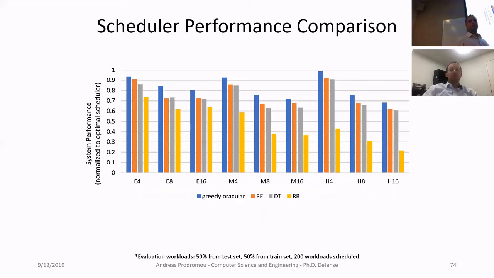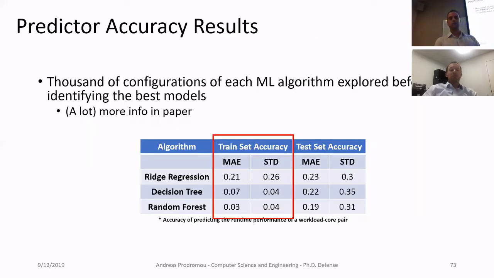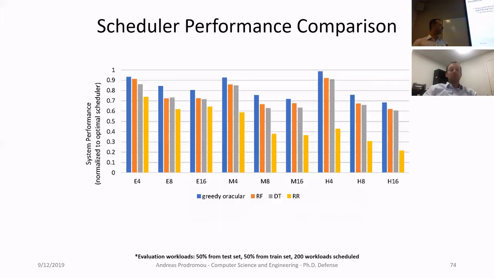Yes? What's your unit for mean absolute error? It's measured in alpha IPC. We're predicting performance. Okay. All right, so performance results.